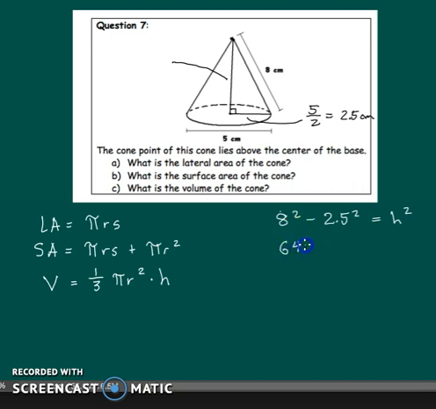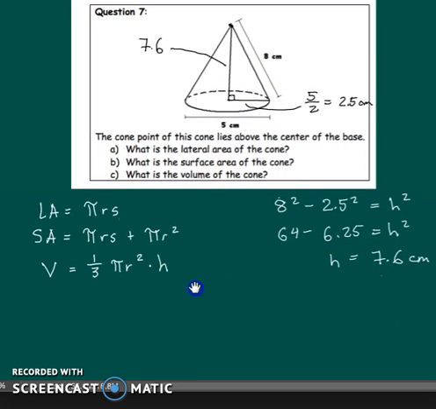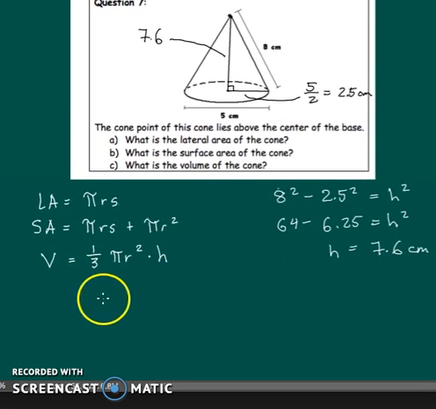So 64 minus 6.25 is the height squared. And if you solve that, you will find that the height is equal to 7.6 rounded centimeters. So I'm going to mark this 7.6. You can also do this in fraction form if you like. I'm going to do it in decimal. Okay, now we can start answering some questions.